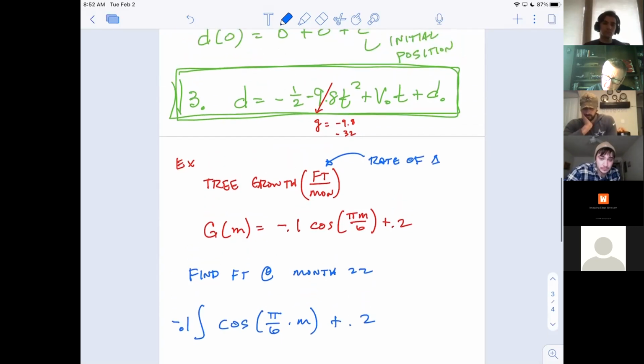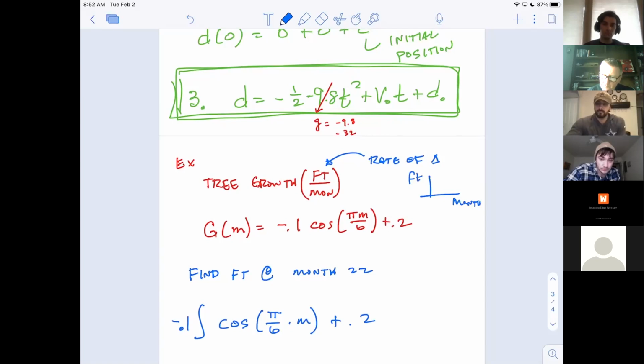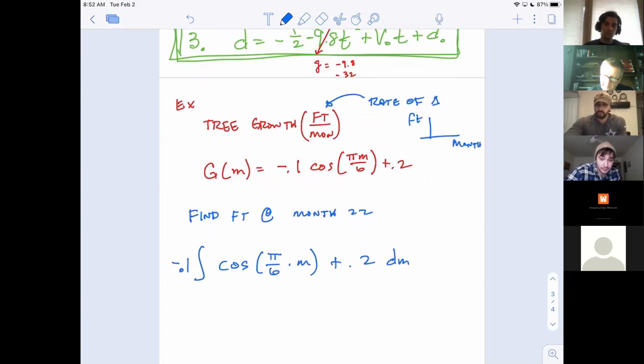Look at my notes. This is a month versus feet graph. It's dM, dT, it's like how many months. So if I take months times, well, as far as the velocity goes, this would be feet per month times month. And so if I find the area under that curve, the months are going to cancel and I'm just going to have feet. In other words, this is going to produce feet as a unit.